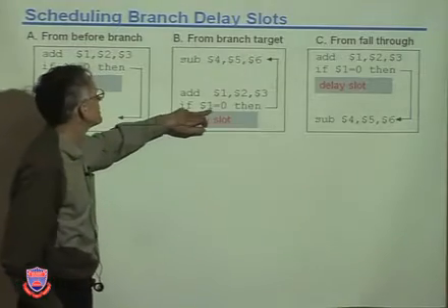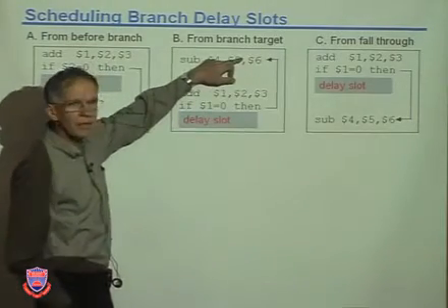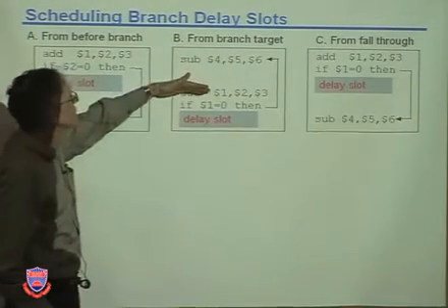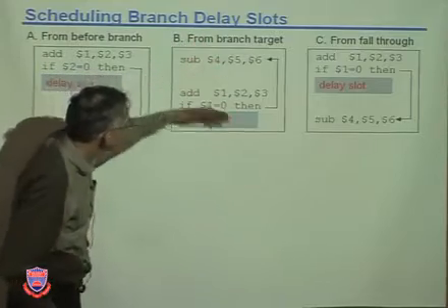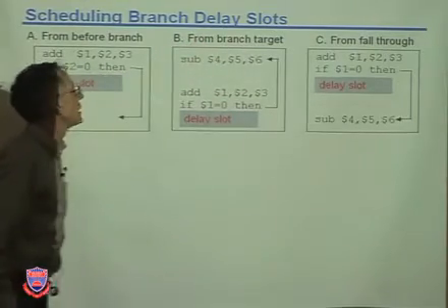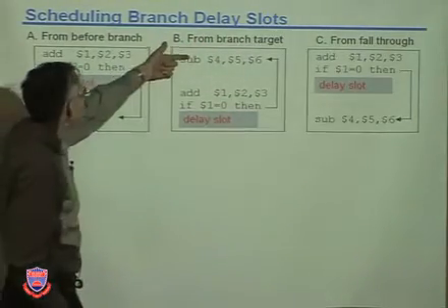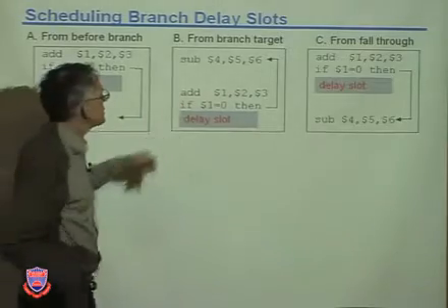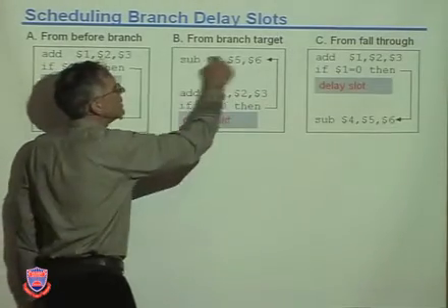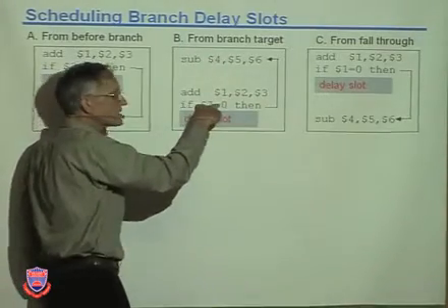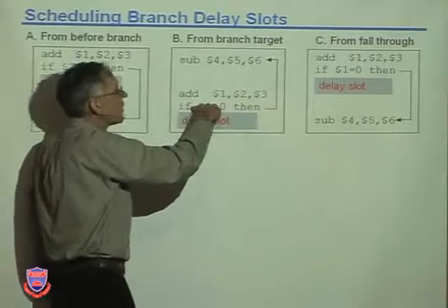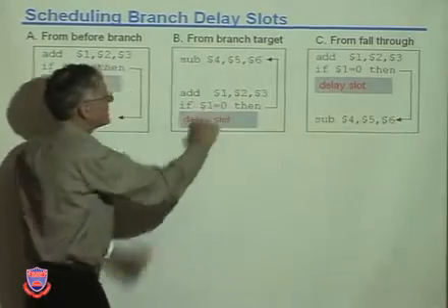Over here, something similar is going to happen. In this case, if this is equal to 0, then we branch back to here. We had this, which is from the branch target. Notice this is the branch target information. We're going to take the subtract and put it here. In other words, this says if we take the branch, then do the subtract, and this says take the branch, but before you actually get to take it, do the subtract.